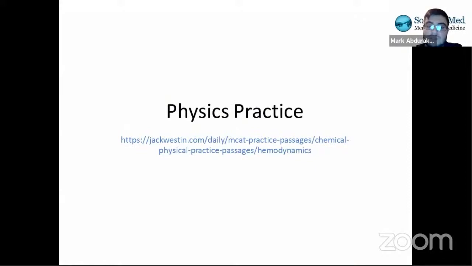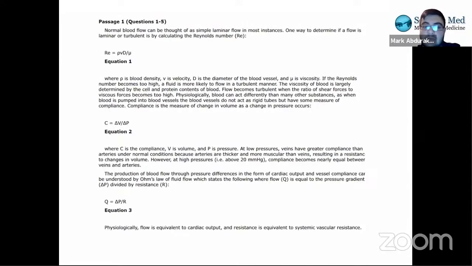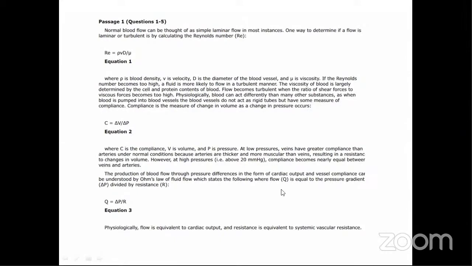We'll move on to the physics passage, right? If you go back to the Google Drive, it will be the second link. And this one's much shorter, I think, so more straightforward. So hopefully the passage at least is easier to read.